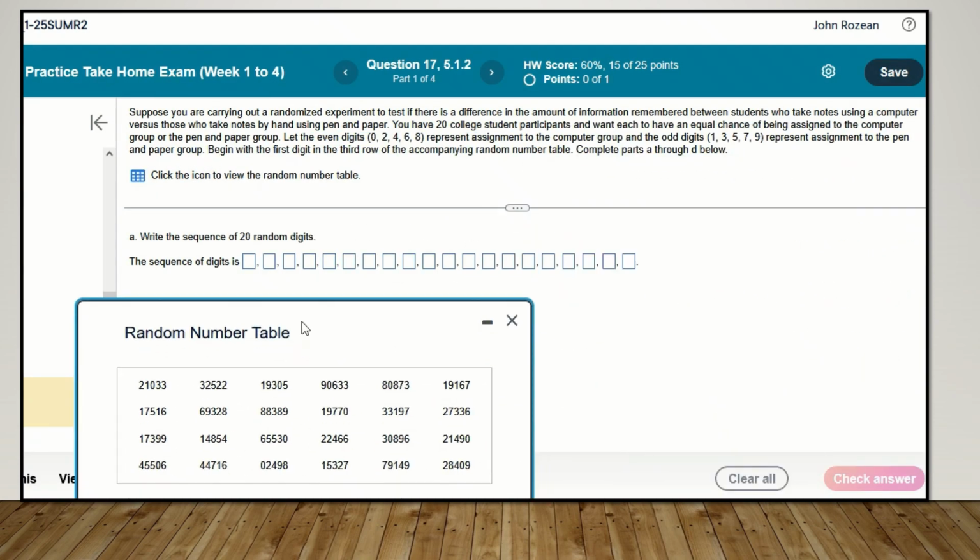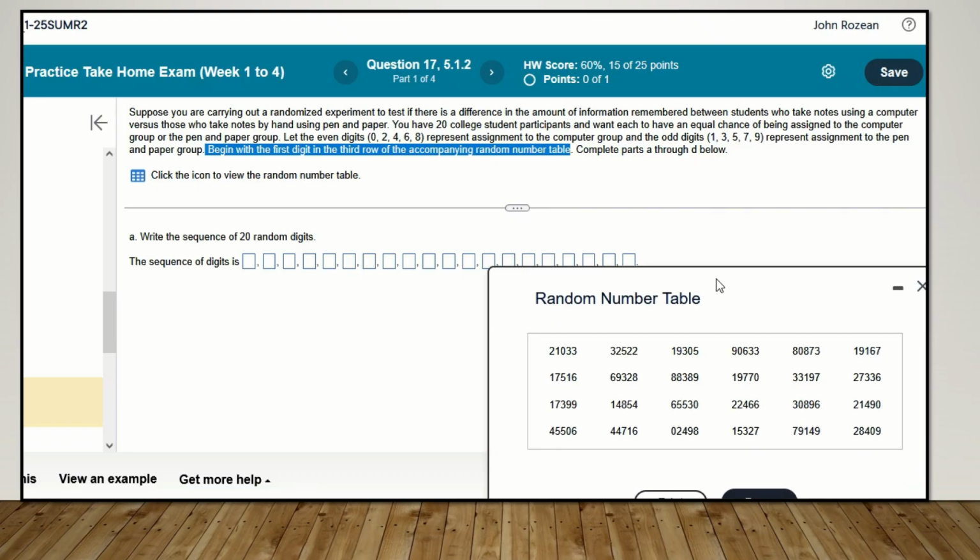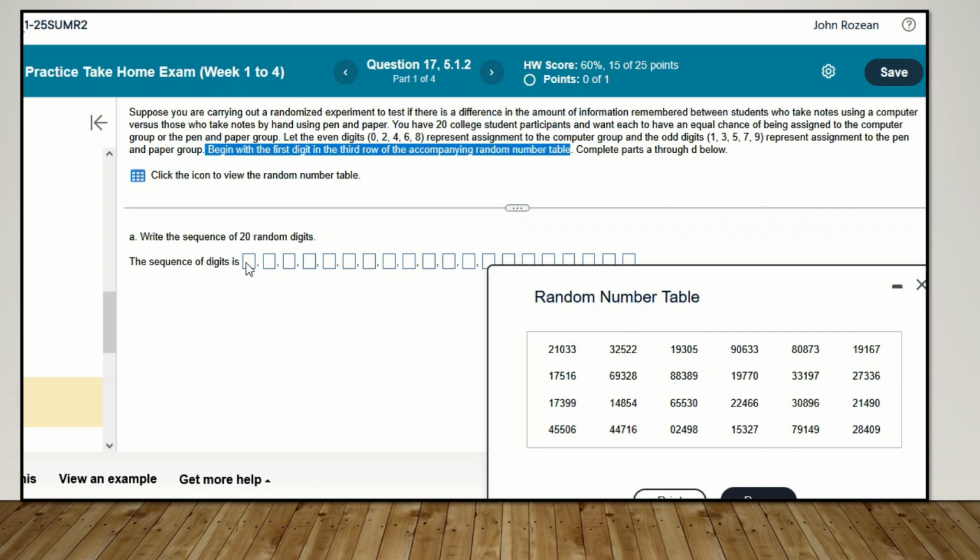So what we're going to do here, going back to what we were talking about way before, is a seed, and the seed is right here. Begin with the first digit in the 3rd row of the accompanying random table. So we're going to begin with this first digit in the 3rd row of the accompanying table. That's our seed. So the first digit is a 1.